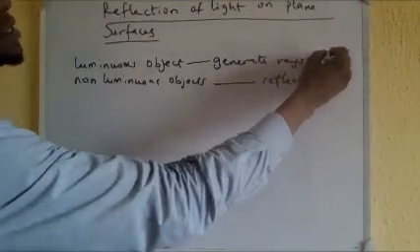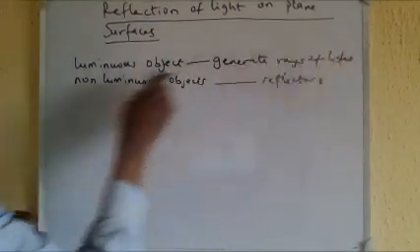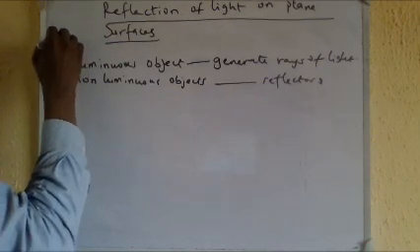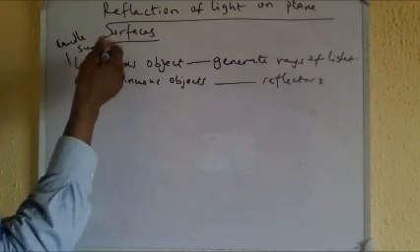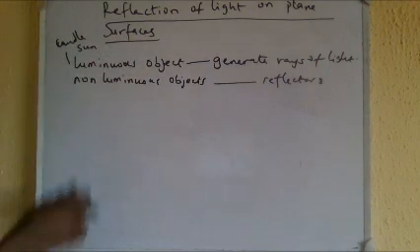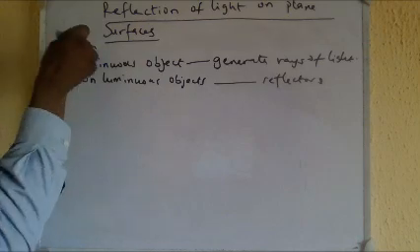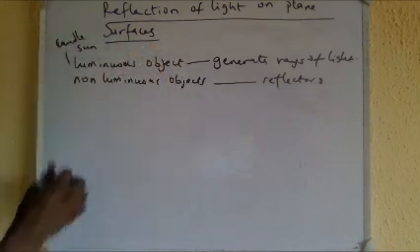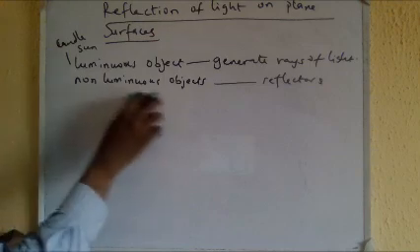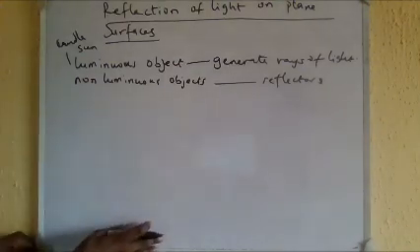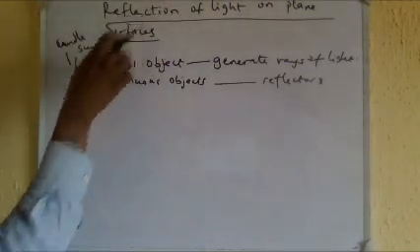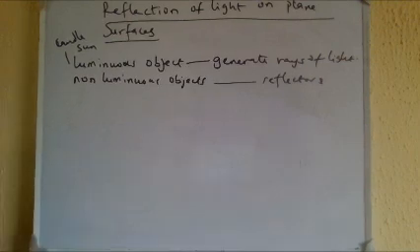So recall that we said things like candle, sun, fireflies, and so on, light bulb. They produce light and they emit light. So the luminous objects are the ones that emit light, but non-luminous objects reflect light. So we're going to be studying the reflection of light on plane surfaces.